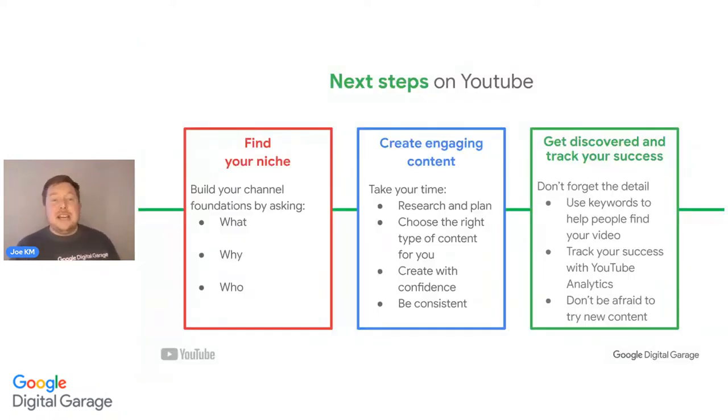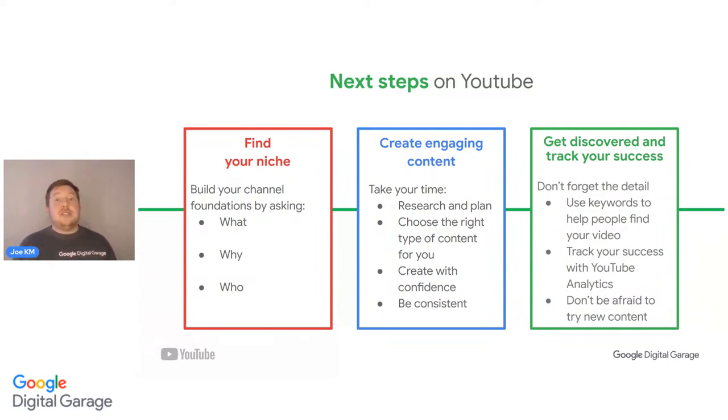So to round up the next steps on YouTube, find your niche. What is your what, your why, and your who? Rewind this video, watch that section again, writing for social media, strategy for social media, it will be on there. Create engaging content. So research and plan. Choose the right content for you. So you're going to keep doing this. You're going to find it engaging, your passion.